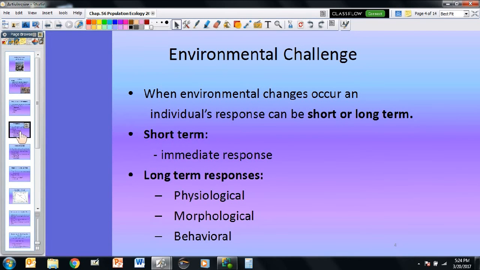Morphological changes are changes of structure. So for example, birds have hollow bones rather than bones filled with marrow. This allows them to have bones that are strong but light so that they're able to fly. And then there are all sorts of behavioral responses, such as rabbits that hibernate in the winter, or herds of wildebeest that migrate following the summer rains.